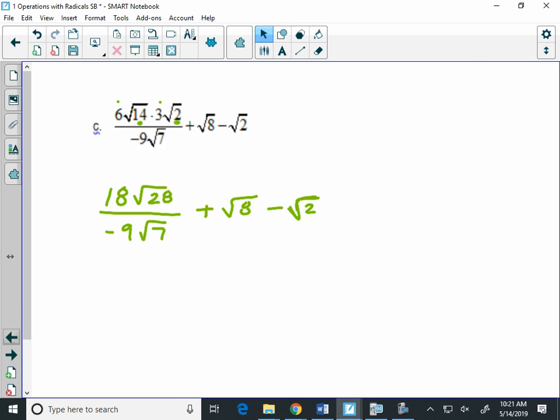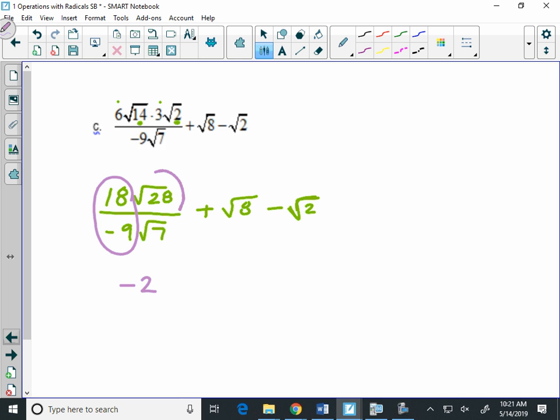So when we divide, again, divide the numbers together. What's 18 divided by negative 9? And then divide your radicals. What is 28 divided by 7? 4. And then we have plus radical 8 minus radical 2.